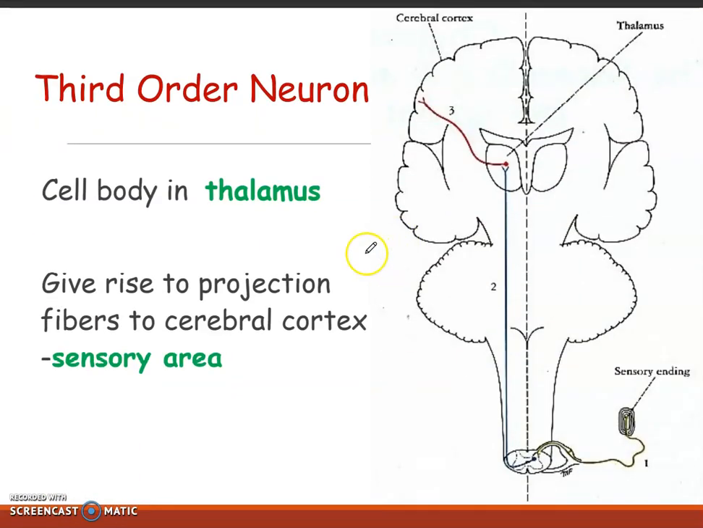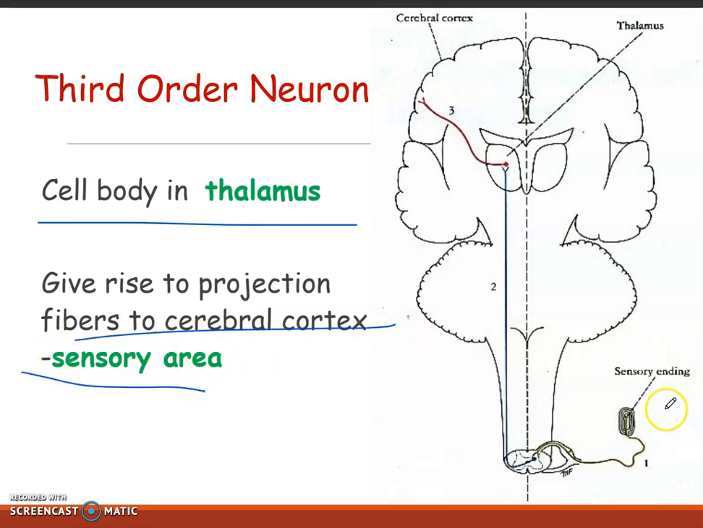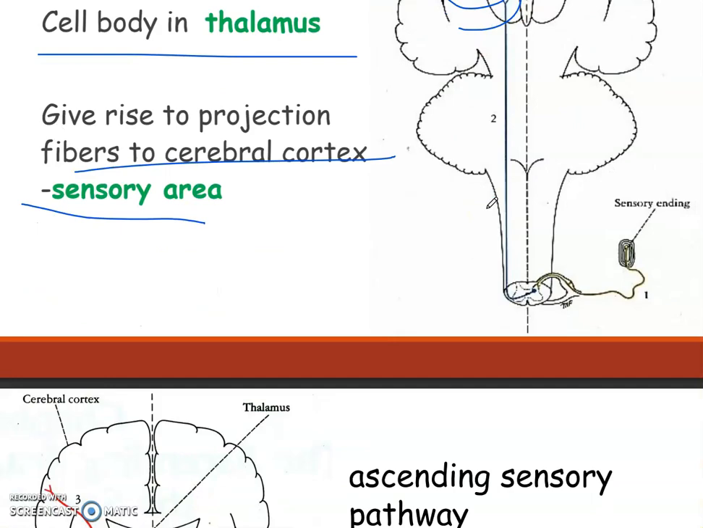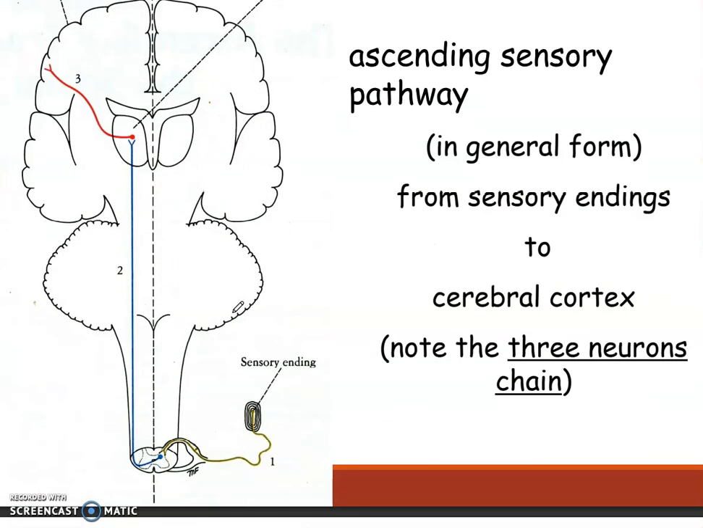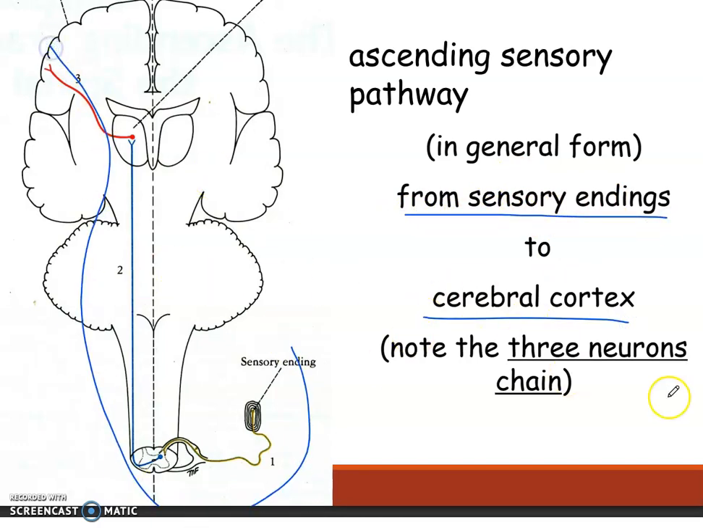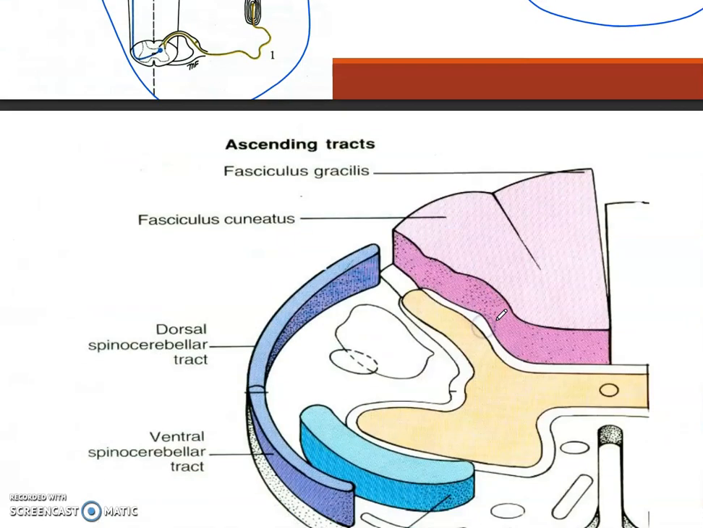And then there are the third order neurons. Their cell body is in the thalamus, and they give rise to the projection of the fibers to the cerebral cortex in the sensory area. These are the third order neurons, and they take the information to the cerebral cortex, which is the sensory area for conscious reception. And then there's the ascending sensory pathway, which forms sensory connections to the cerebral cortex from here to here, and there is a three neuron chain.